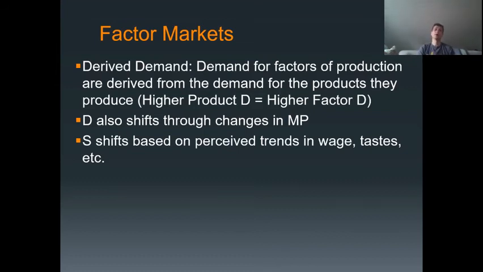Demand also changes through shifts in changes of your marginal product. If you are able to produce more, you are going to be more in demand in terms of your labor. Supply shifts are based on perceived trends in wage, tastes, things like that. So if you know that a job in nursing is going to be kind of easy to find and high paying, then you're going to go into nursing. That increases the supply of nurses. So things like that. That should be pretty much spelled out if it's in the question.